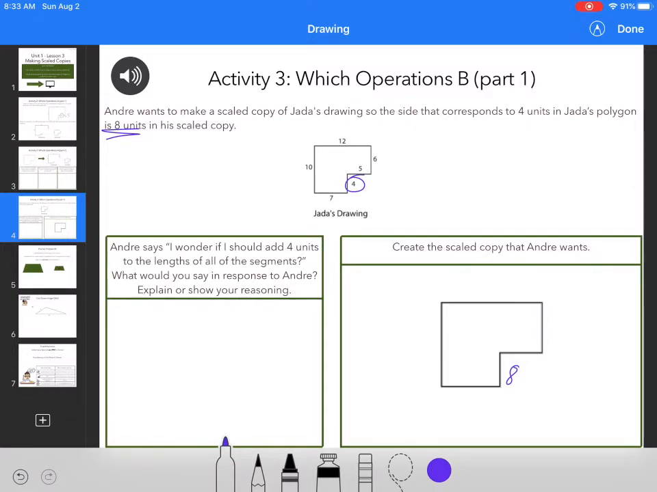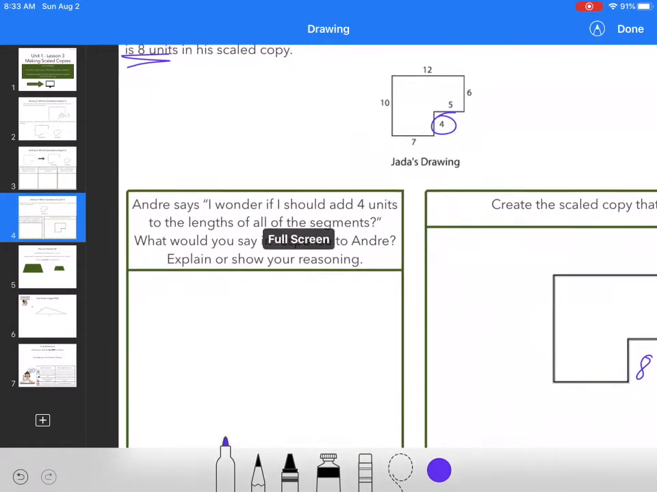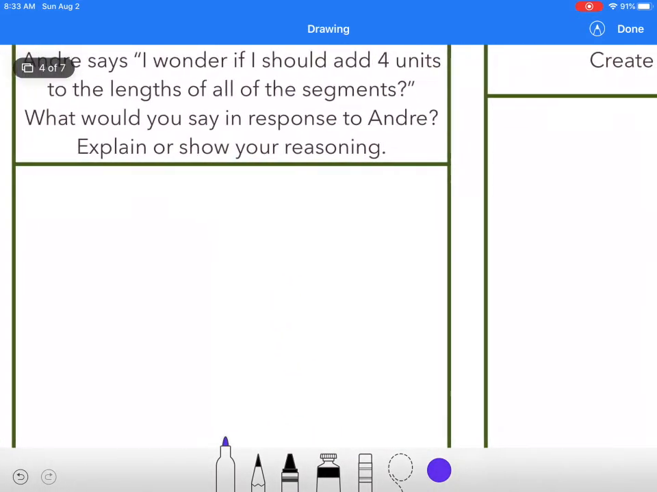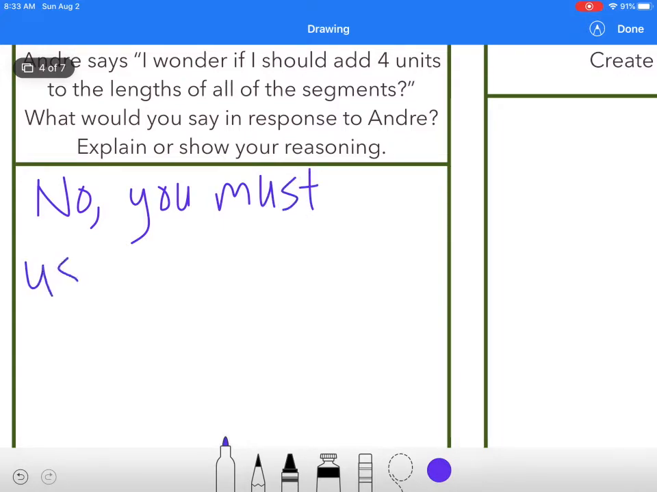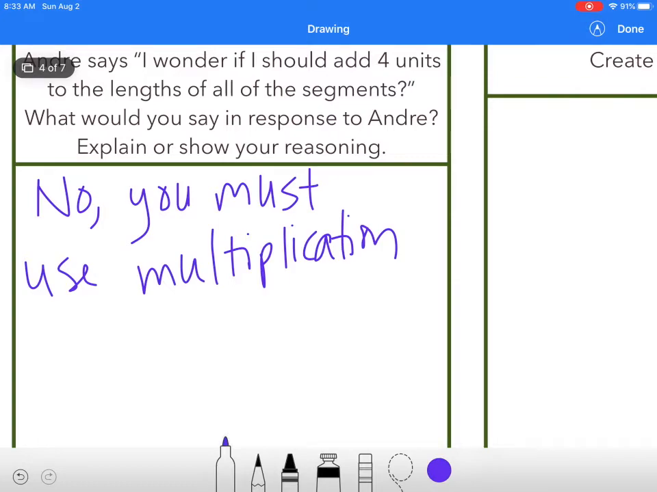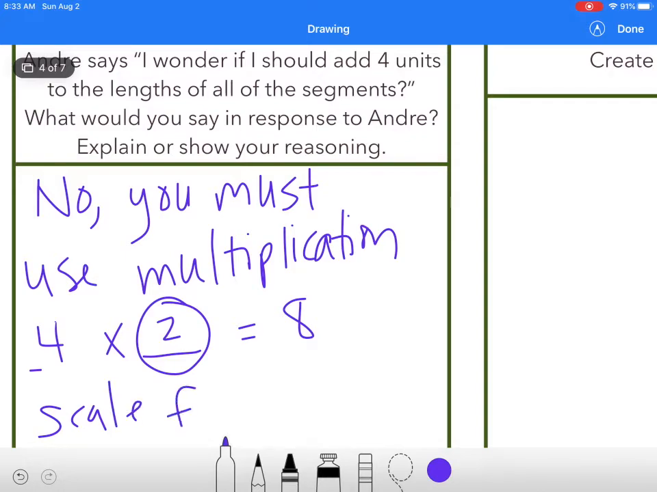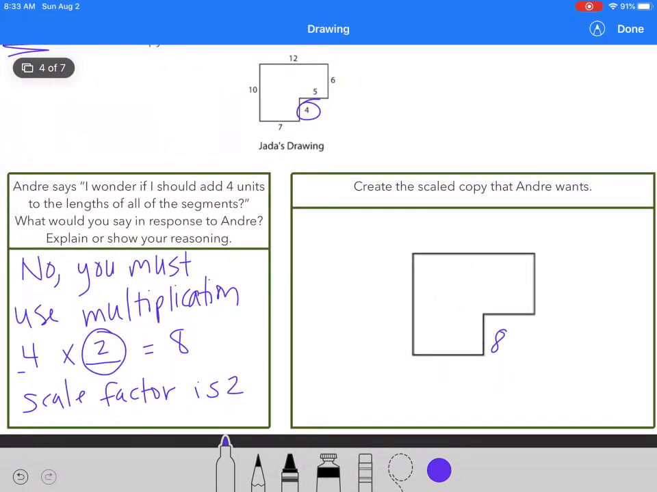Well, whenever we're thinking about scaled copies, we're thinking about multiplication. So would you add? No. You must use multiplication. So you think 4 times something equals 8. So what would fit in here? 2. So then my scale factor is 2. So all the sides I'm going to multiply by 2.